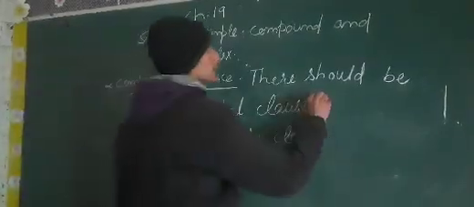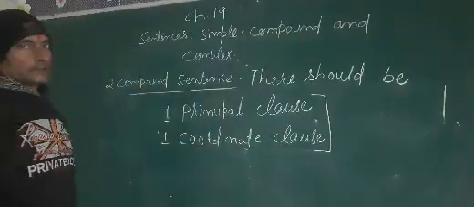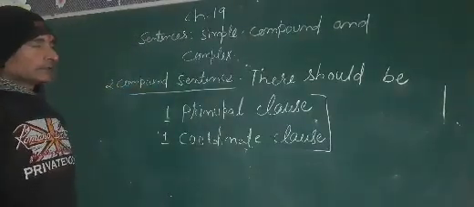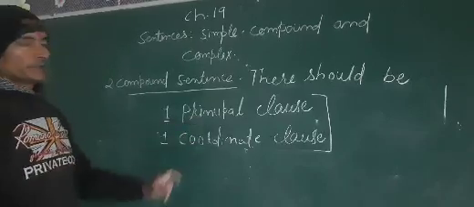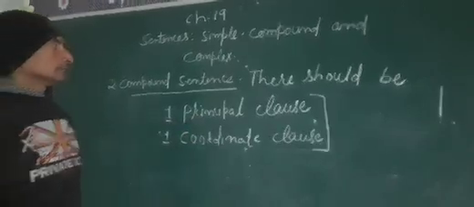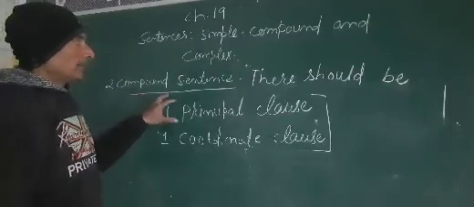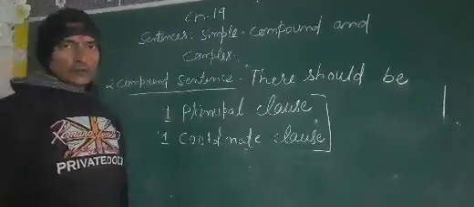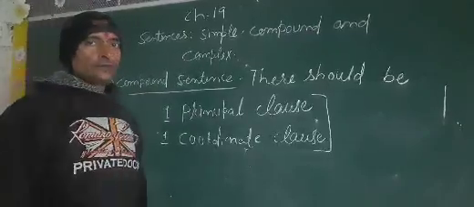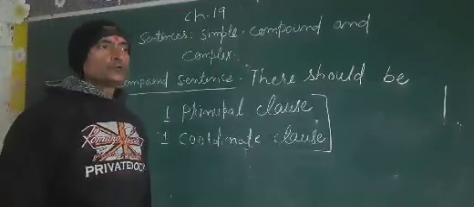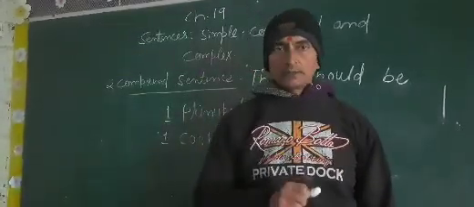Okay, this is the structure of a compound sentence. A compound sentence consists of a principal clause and a coordinate clause. Okay, so the conjunctions we use in a compound sentence are called coordinate conjunctions. If you learn the coordinate conjunctions, you can easily identify that the sentence is a compound sentence.